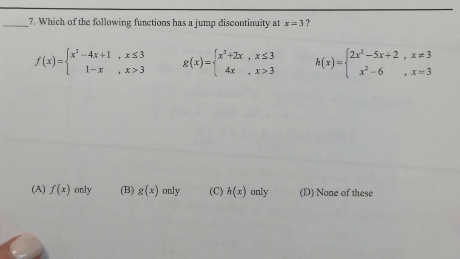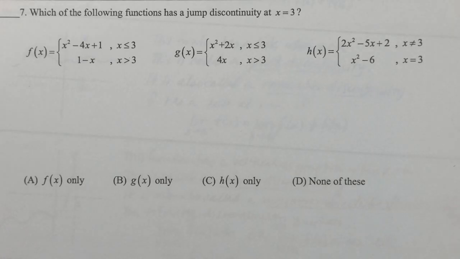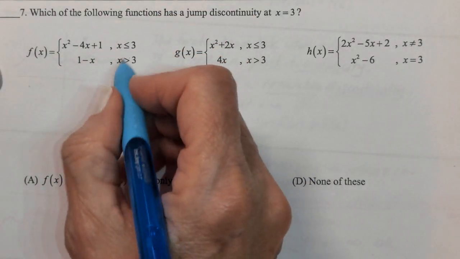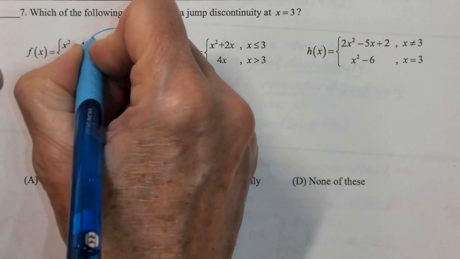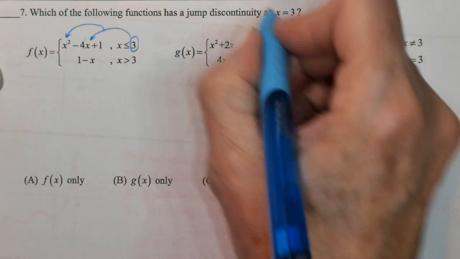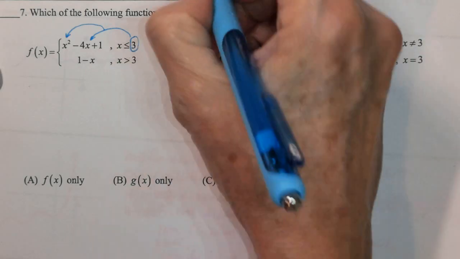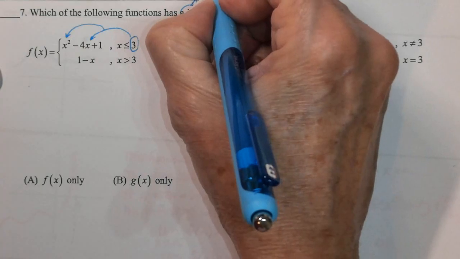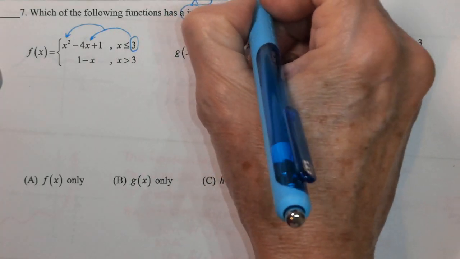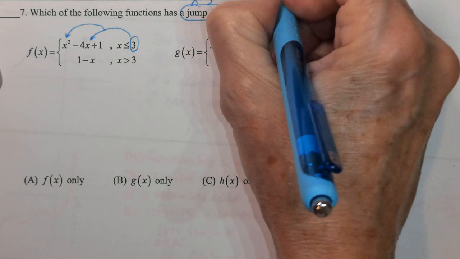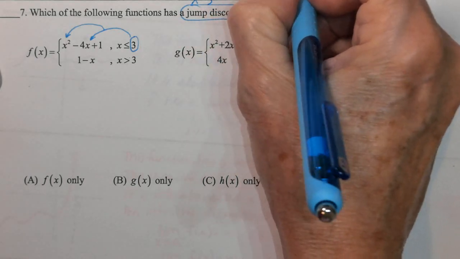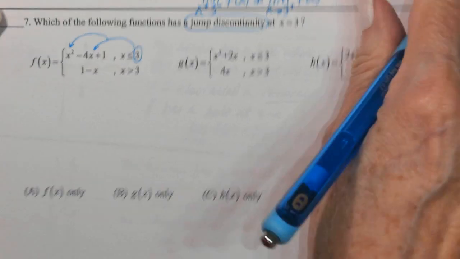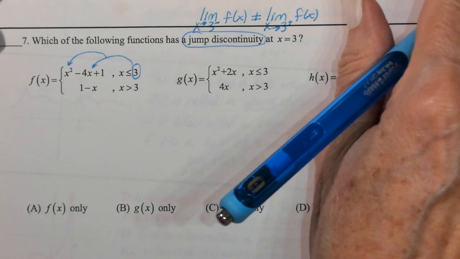Which of the following functions has a jump discontinuity at x equals 3? All right. First piecewise function, I put 3 into x here. So remember, a jump, you guys, is when the limit as x approaches 3 from the left is not equal to the limit as x approaches 3 from the right. That's a jump, okay?